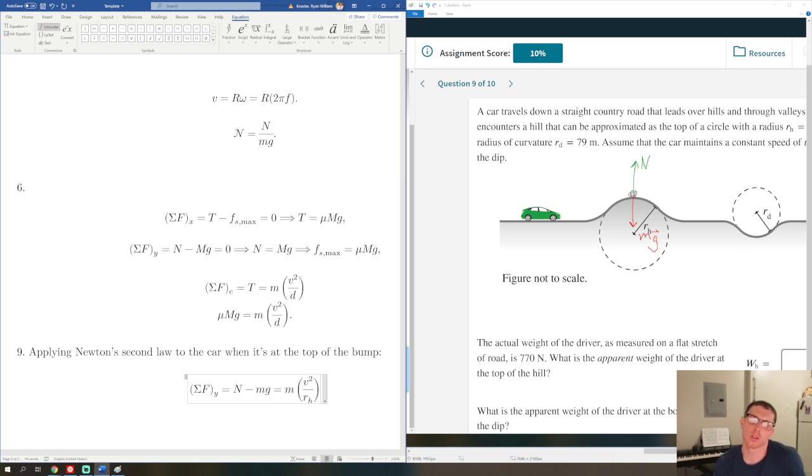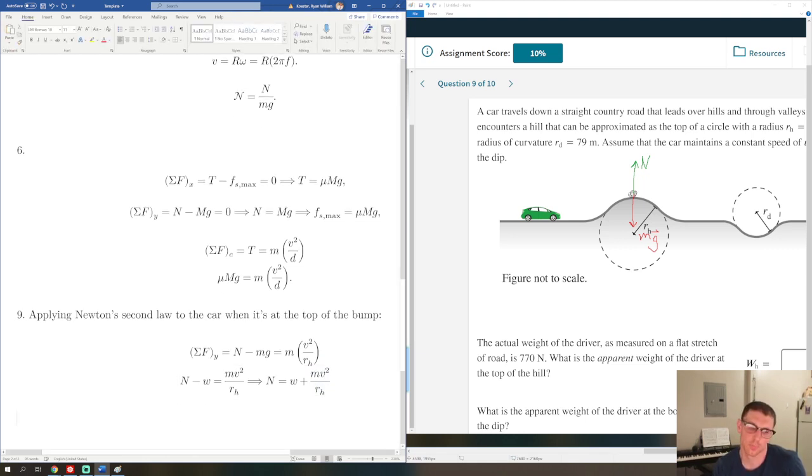And so what this would tell us is, I'll write this one more time because we want to use the weight here, and mg is just the weight. This equals mv squared over r sub h. So we find that the normal force is the weight plus mv squared over r sub h. Cool. Does that make sense? Is everybody good with that?